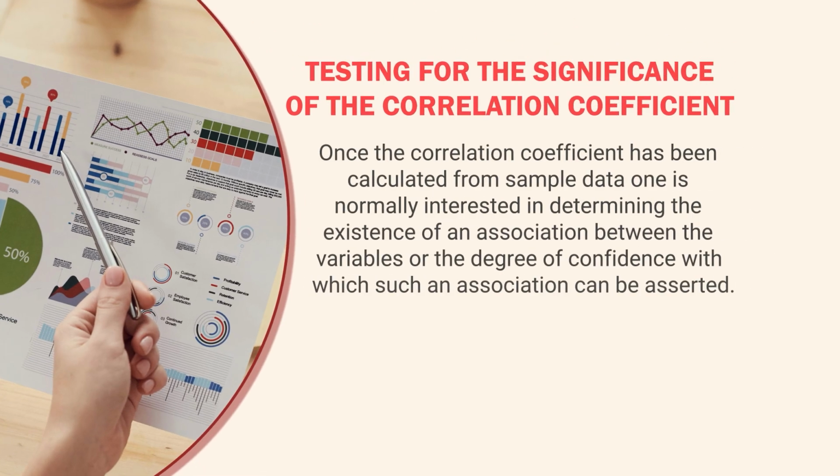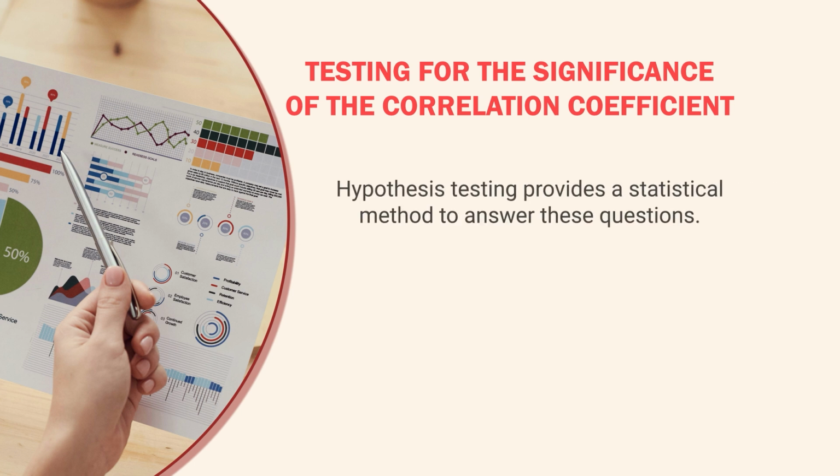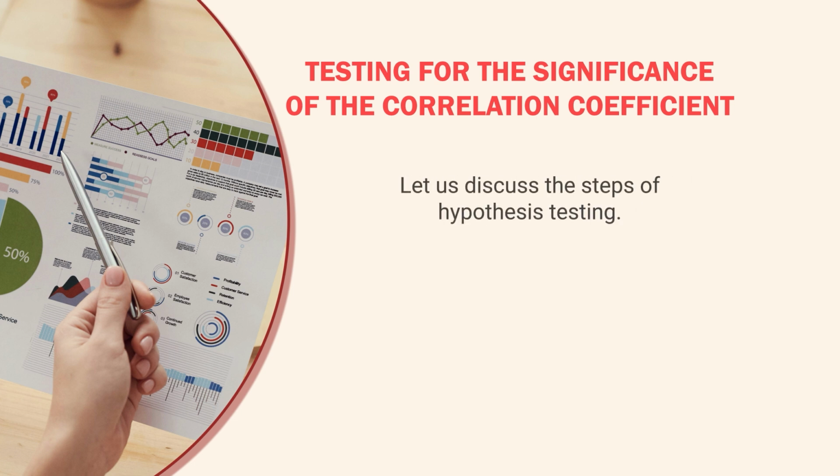Now, once the correlation coefficient has been calculated from sample data, one is normally interested in determining the existence of an association between the variables, or the degree of confidence with which such an association can be asserted. Hypothesis testing provides a statistical method to answer this question. Let us discuss the steps of hypothesis testing.